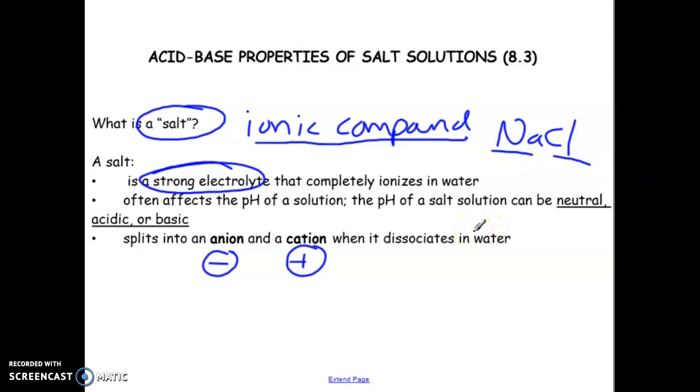So that's the goal for today. We're going to talk about how we know when ions have this hydrolysis reaction with water, how we know when they don't, and what happens if they do. What's the next step?